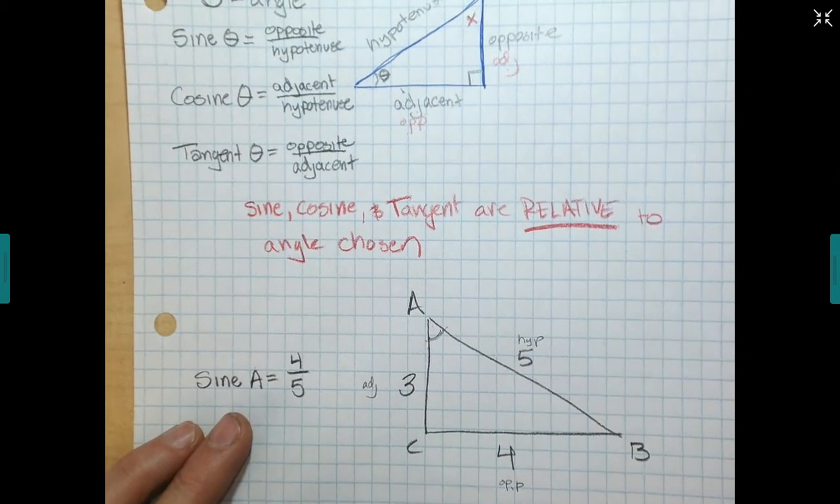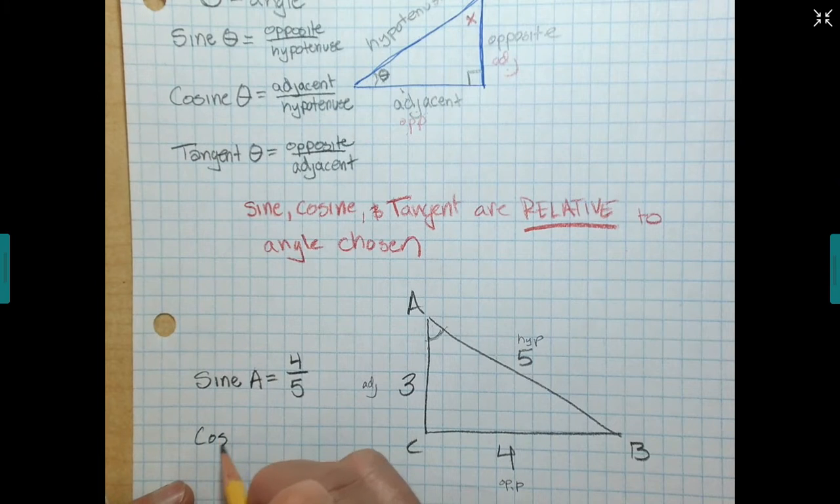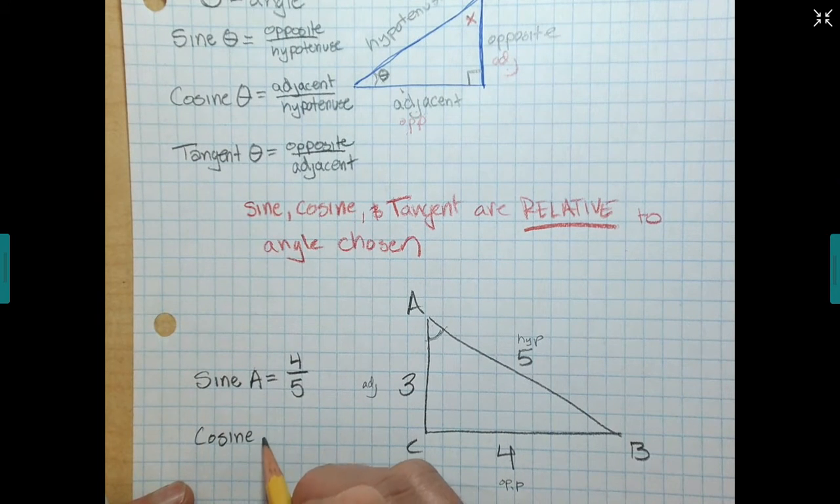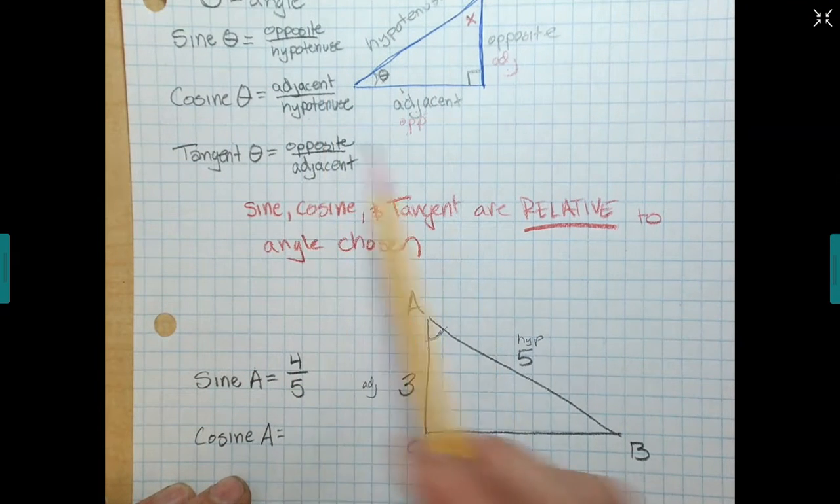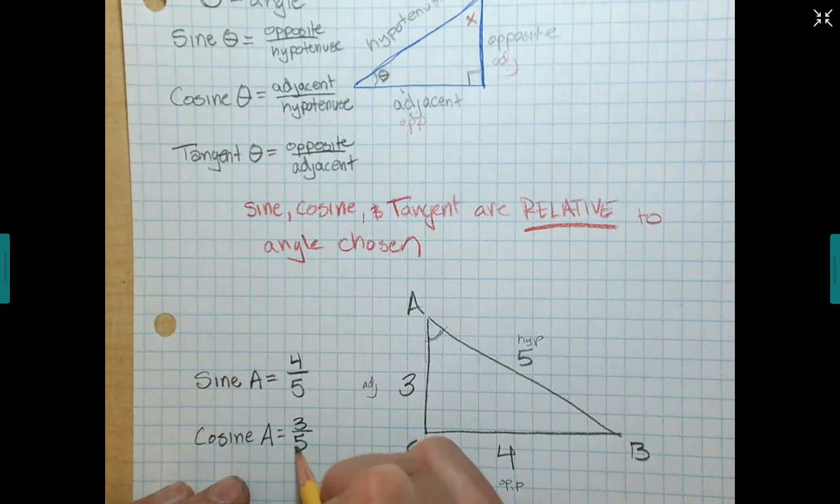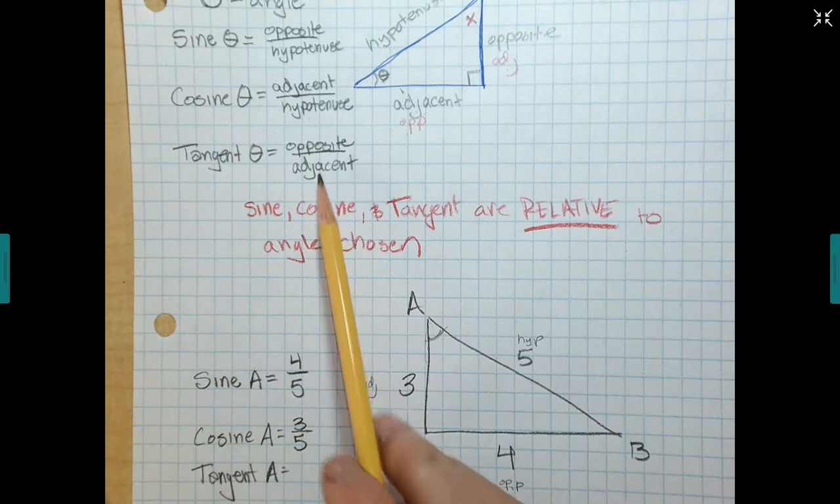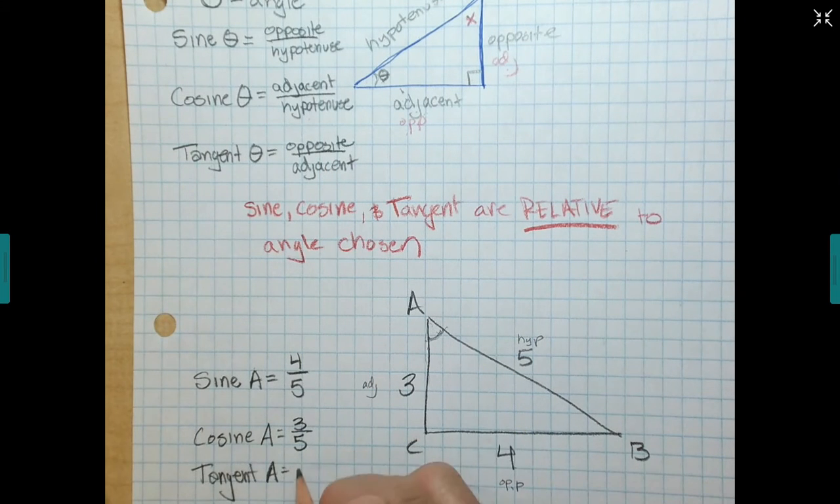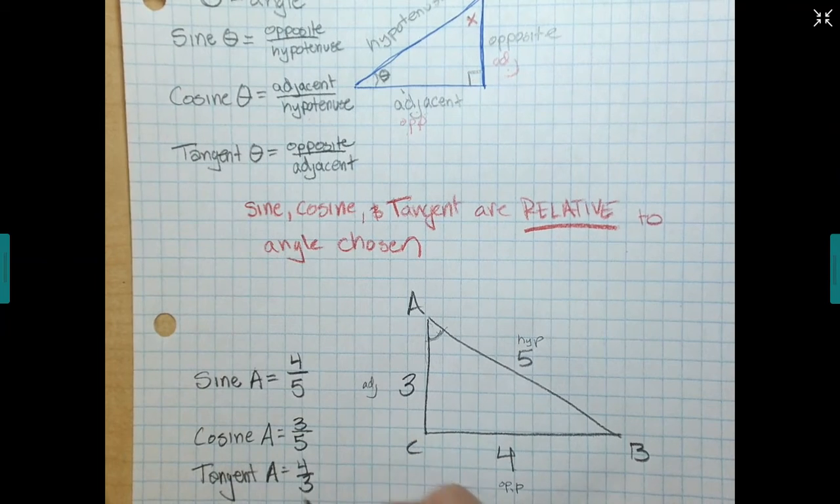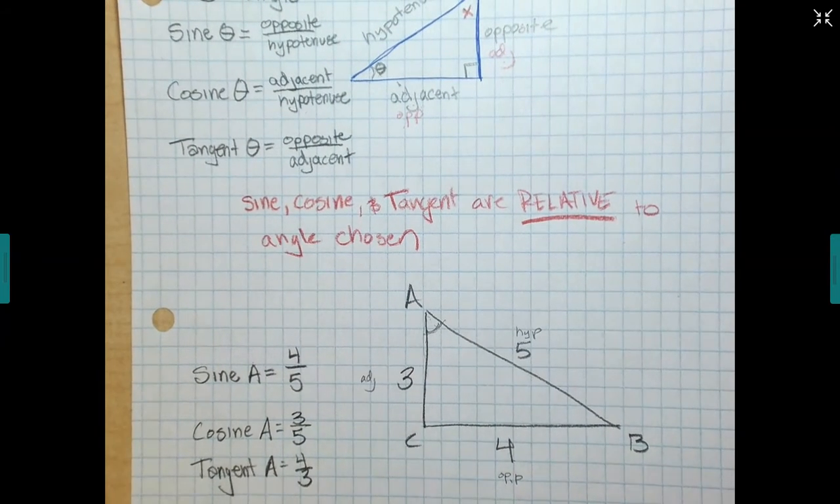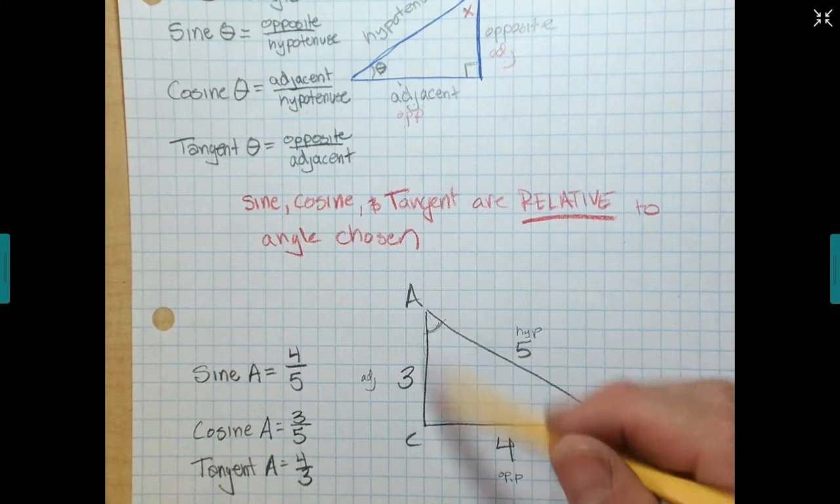Now cosine of A. Cosine is adjacent over hypotenuse, so 3 over 5. And then tangent A is opposite over adjacent, so 4 over 3. So there you have sine, cosine, and tangent for this triangle.